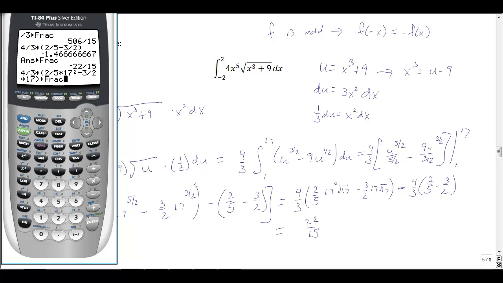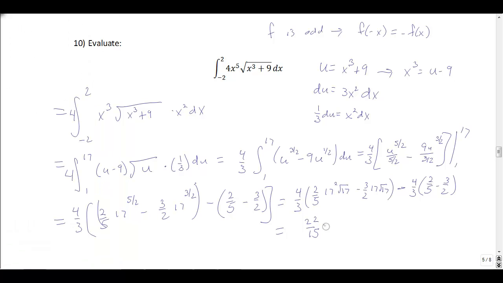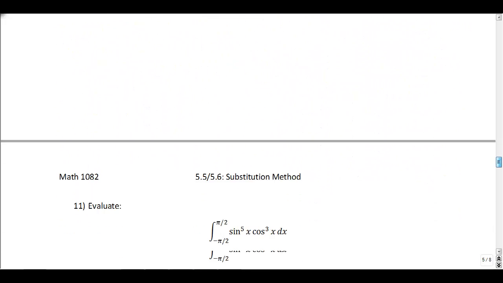And let's just convert that to a fraction. That's 1802 over 15. So I get plus 1802 over 15 square root of 17. I suppose you could write that as 22 plus 1802 square root of 17 over 15. Maybe you could factor out a 2 on the top if you wanted to, but probably that's good enough. Next one.